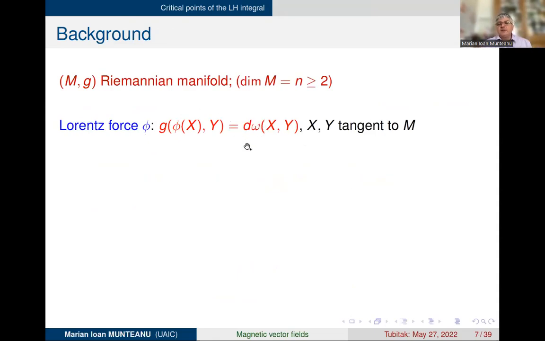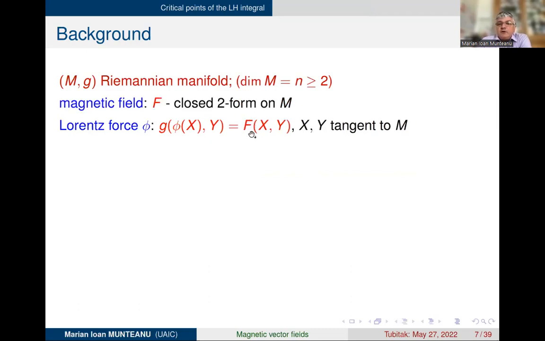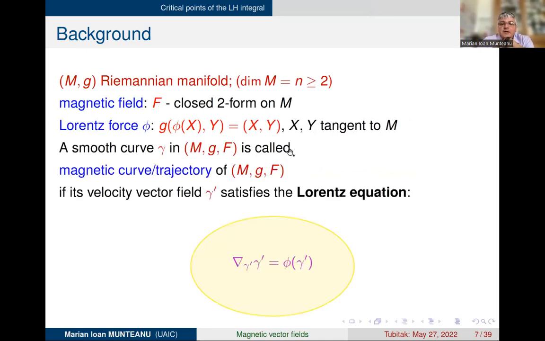And now everything can be thought of a little bit more generally. Instead of considering here an exact 2-form, we remove the potential. So we think here of a closed 2-form, and phi can be obtained. We say that this phi defines the magnetic field. Okay, and the Lorentz equation, or the equation of magnetic curves or magnetic trajectories, can be written in this way. So it is the acceleration here, and this force, this Lorentz force, applied to the velocity vector.